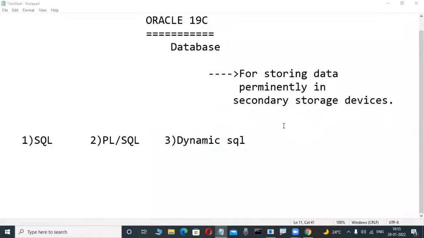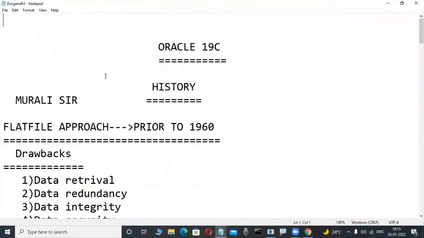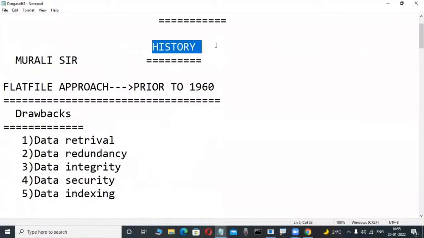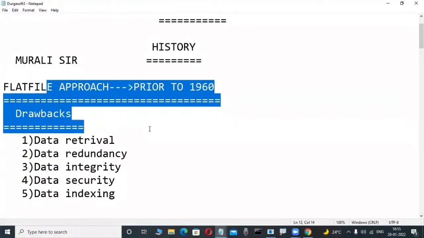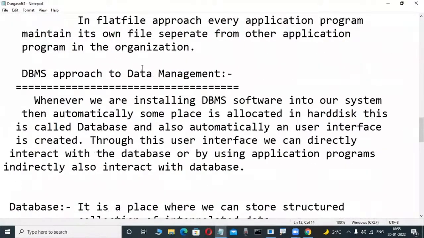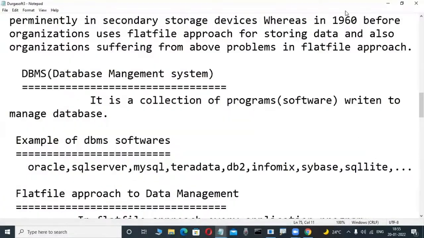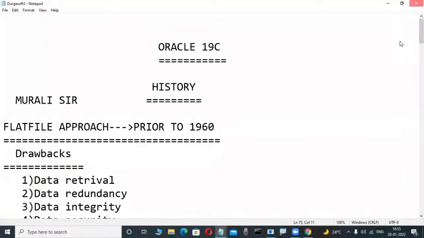In this course, we are covering SQL, PLSQL, and dynamic SQL along with this. On one of the days, we also tell the history. In olden days the flat file approach was there, and what the drawbacks were, we learn in the middle of the course. Then what is a database, and what is DBMS, RDBMS, and the differences. These are all the things we learn on these days.